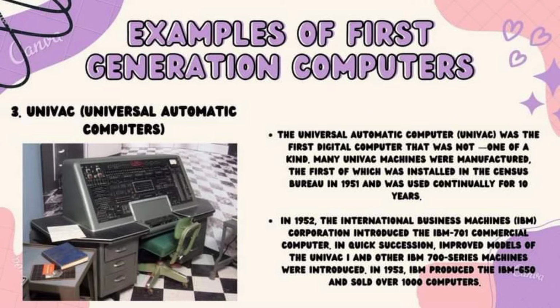Then the last example is the UNIVAC, which is known as the Universal Automatic Computer. The UNIVAC was the first digital computer that was not one of a kind. Many UNIVAC machines were manufactured, but the first of which was installed in the Census Bureau in 1951 and was used continually for 10 years.